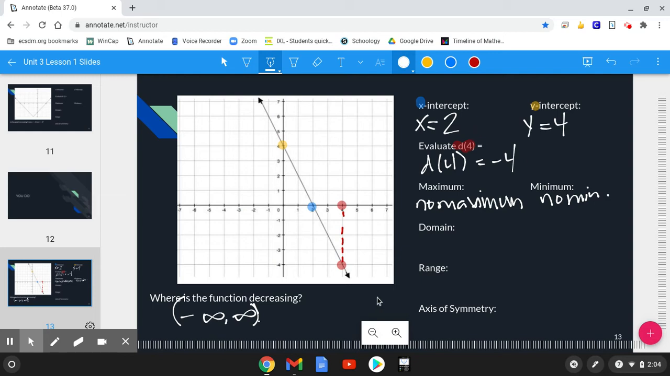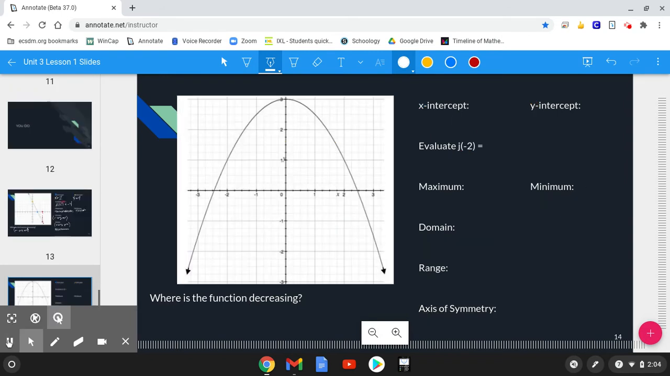There's no minimum. What's the domain of the graph? The domain is negative infinity to infinity. What is the range? Remember, ranges are y values. The range goes from negative infinity to infinity as well. Let's take a look at the next graph.